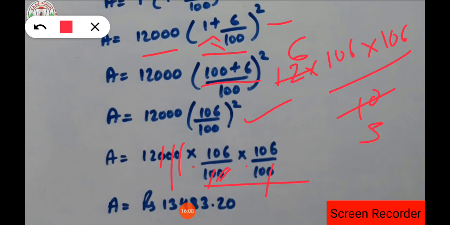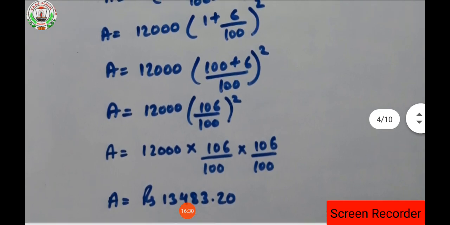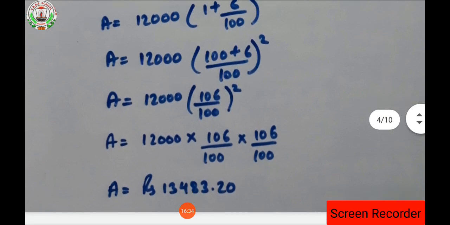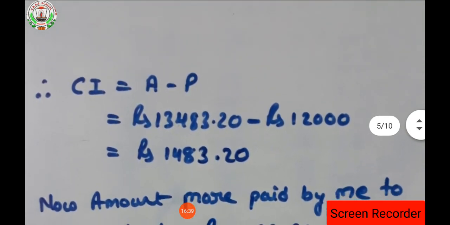The number is left out, 6 into 106 into 106 upon 5. Now, all together we have to multiply this number, that is 106 into 106 into 6, and whatever number we get in the multiplication will be divided by 5. While dividing, the answer we get as an amount is 13,483.20 rupees.